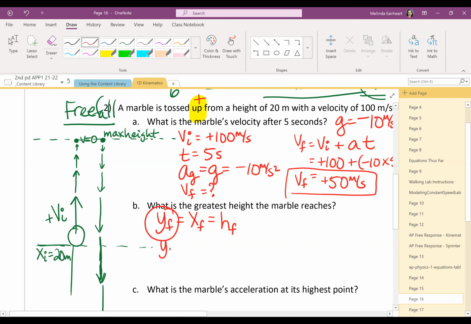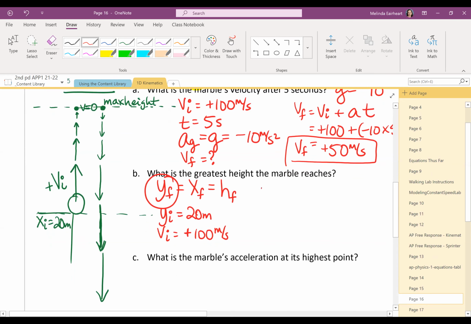Well, we know it starts at 20 meters, right? The ground we usually call 0. Okay. What else do we know? Well, we know it's launched upwards at positive 100 meters per second. Now pretend we don't know the time it takes to come to the max height. What else do we know? We know acceleration due to gravity is our negative 10 meters per second squared. You don't need the time.